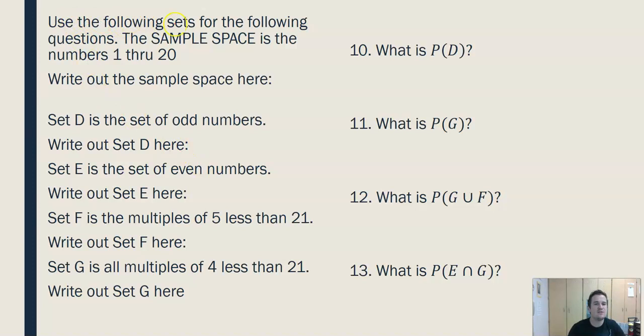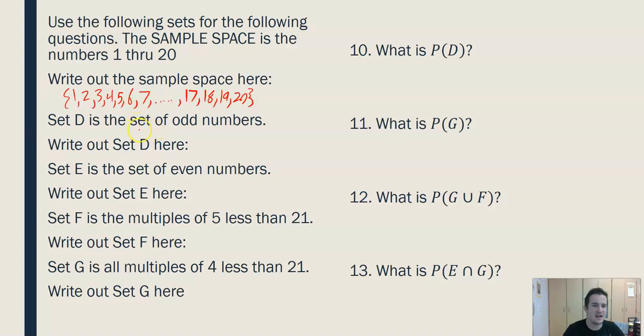So this says use the following sets for the following questions. The sample space is the numbers 1 through 20. So write out the sample space here. My sample space is going to be 1, 2, 3, 4, 5, 6, 7, and so on, up to 17, 18, 19, 20. That's my sample space.